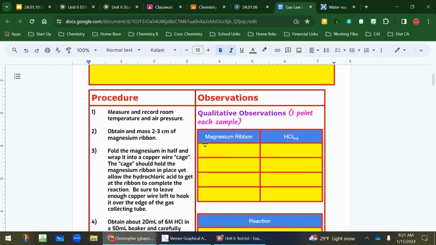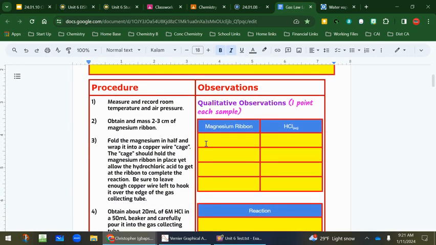So here's what we're going to do. You are going to measure and record room temperature and room pressure. There are thermometers out at each station.